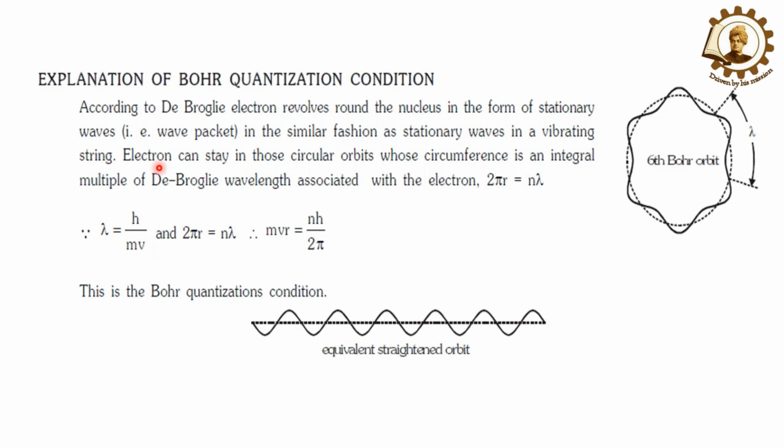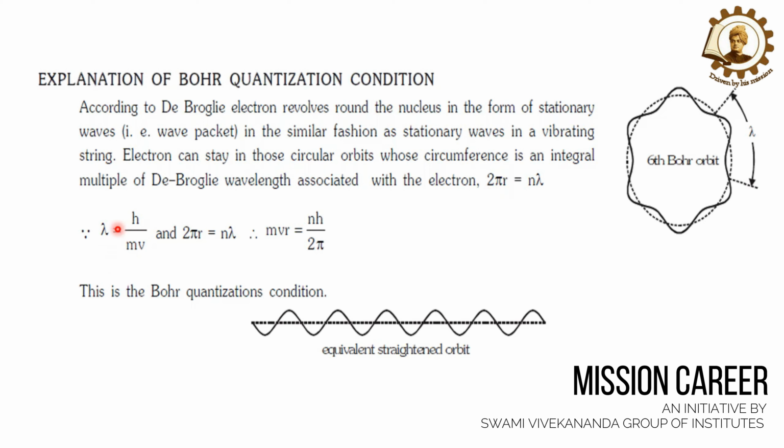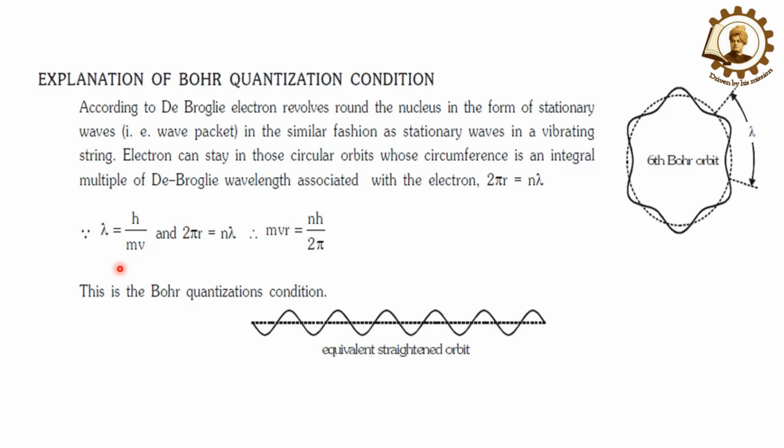Now, using this relation, the electron can stay in a circular orbit only if the circumference is an integral multiple of the de Broglie wavelength associated with the electron. So if you take the relation lambda is equal to h by mv and substitute it in 2 pi r is equal to n lambda, we get mvr is equal to nh by 2 pi. This is the angular momentum being an integral multiple of h by 2 pi, and this is also Bohr's quantization condition. So here we come to the end of this lecture on de Broglie's hypothesis.